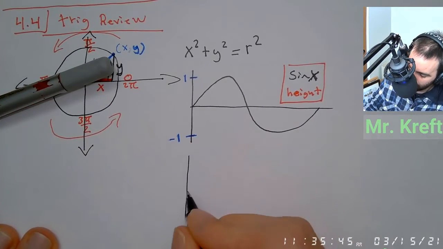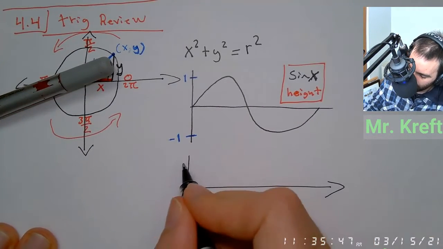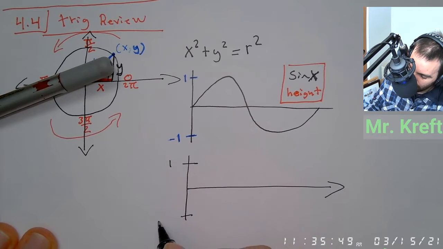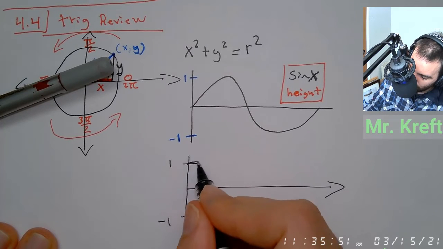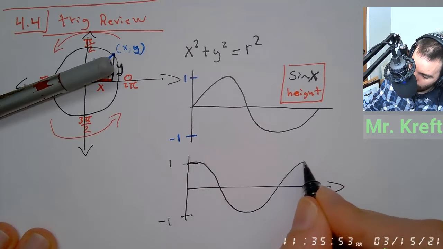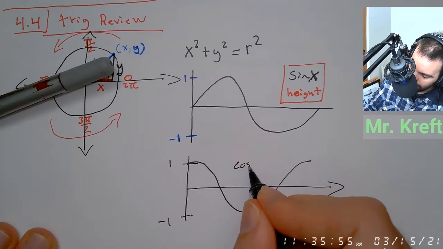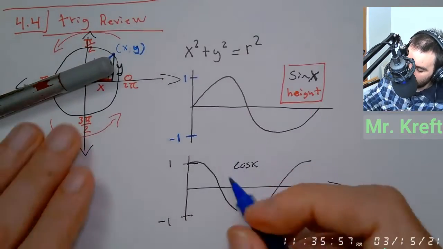Whereas cosine, right? So I have 1, -1. This is cosine of x. This is considered to be the width.